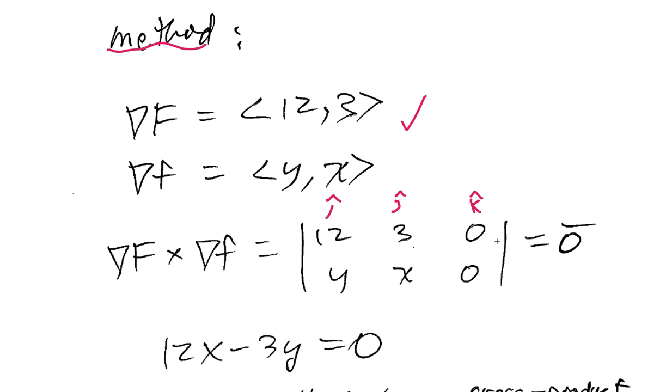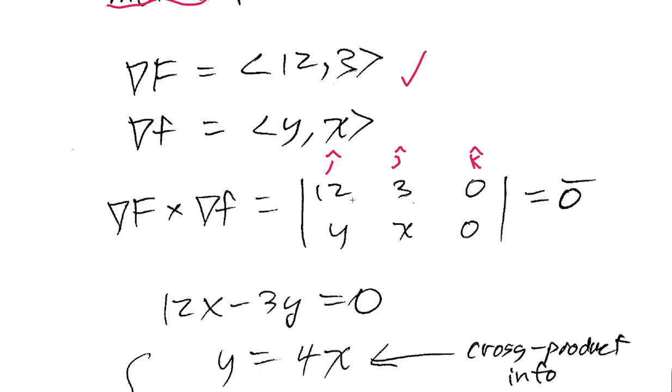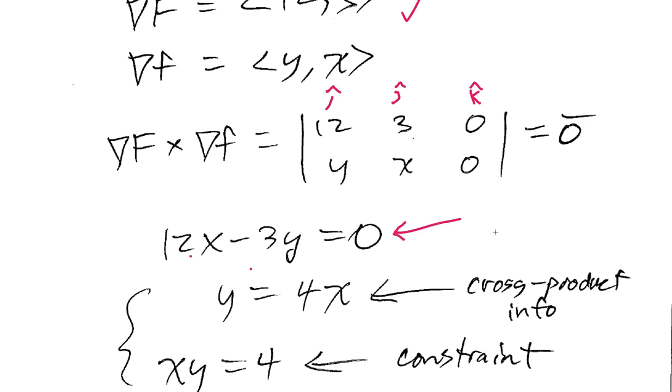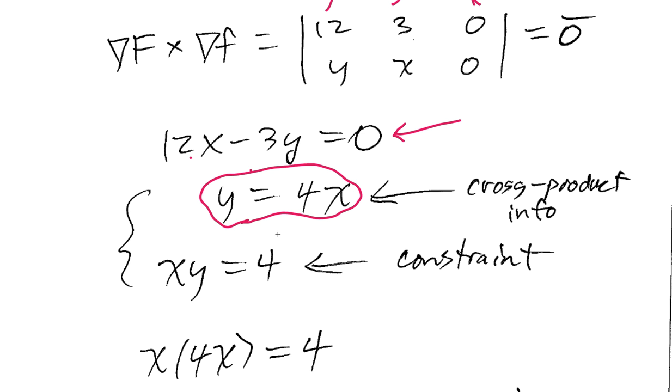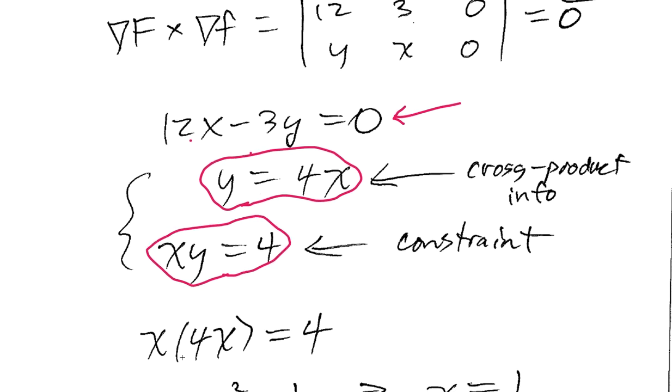Now, you guys can see what this really means is, with the cross product, 12x minus 3y is equal to 0. That's what this boils down to. And then maybe an easier way to say that is y is 4x. And then back substitute that, so that gets one relationship between x and y. Don't forget you still have that constraint. And then what I'm going to do is replace y by 4x. So I've got x times 4x is equal to 4.